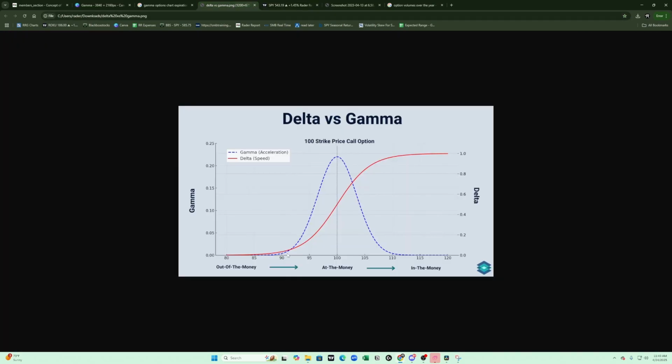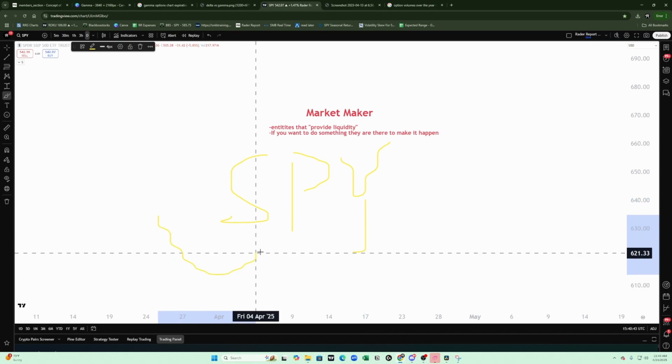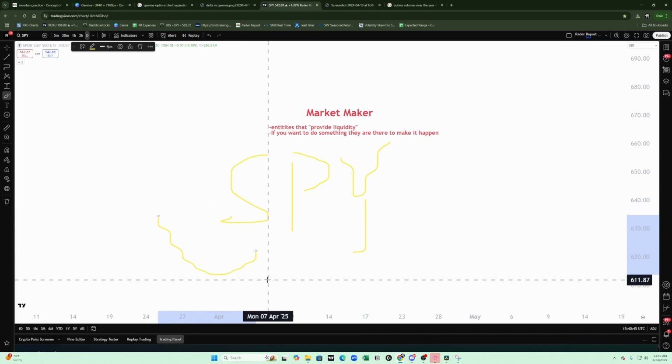They're looking at these and going, "Hey, I have this amount of calls, I have this amount of puts, I need to balance it with this." And what do they balance it with? Well, they balance it with shares, with the underlying, right? So if I'm selling options on SPY, I'm going to have to buy or sell shares of the underlying, the stock.